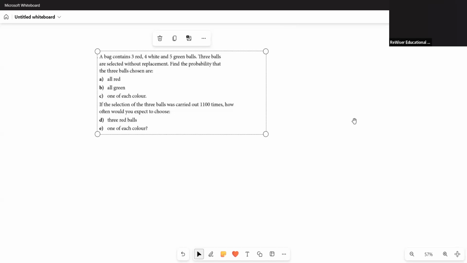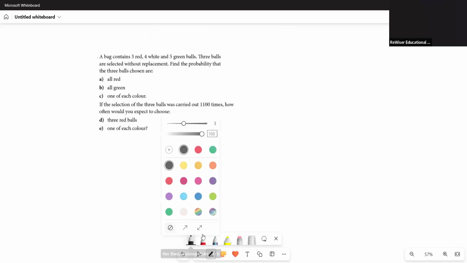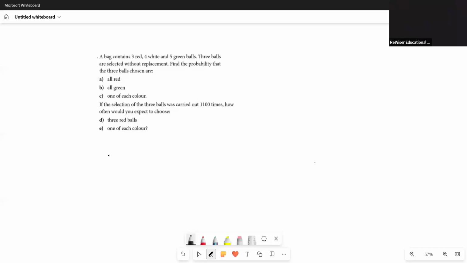So the other type of board questions that's asked is: a bag contains 3 red balls, 4 white balls, and 5 green balls. 3 balls are selected without replacement. Find the probability that the 3 balls chosen are all red. So that means it has to be chosen from the red ones, and it is selected without replacement. So if I'm selecting the first red ball, the total number of balls is 3 plus 4 plus 5, which is 12. It has to be 3 by 12, and then 2 by 11, and then 1 by 10.